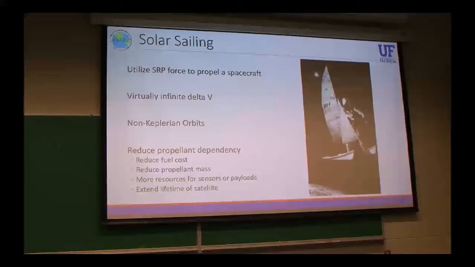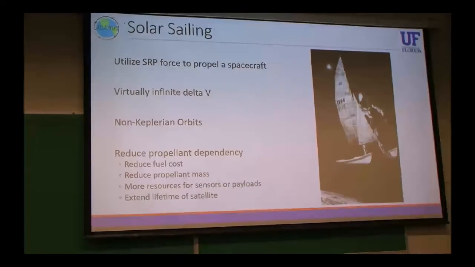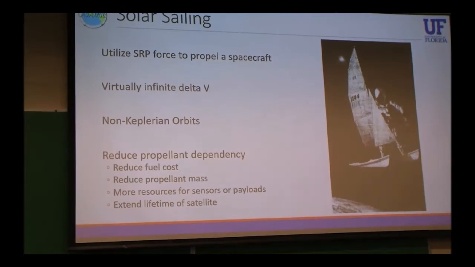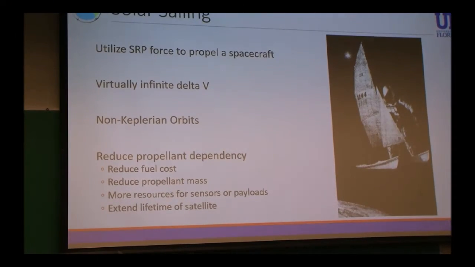All right, so what we just saw was an example of solar sailing. So what is solar sailing? It's utilizing that SRP force to your advantage and controlling the satellite's orbit. With SRP, you get a virtually infinite delta V because you have an infinite fuel source. It's the sun. So that pops, we're good.